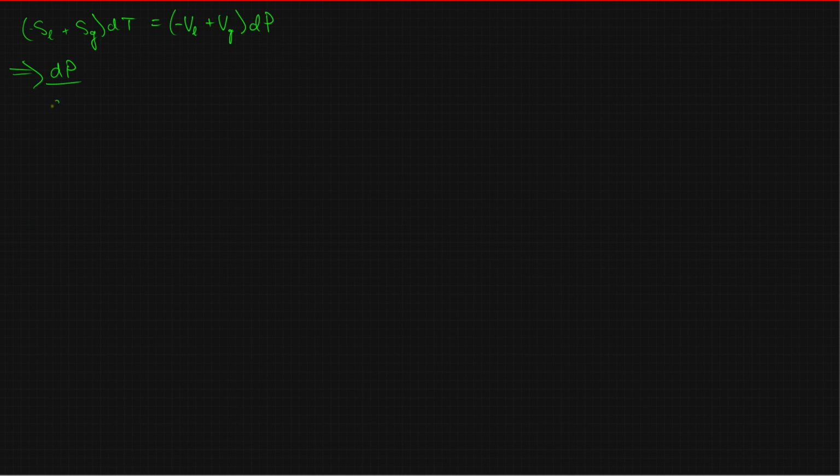What do we have now? Well, we can just divide by dT to get the derivative of P with respect to T. That should be equal to SG minus SL all over VG minus VL. This is true at the phase boundary. So basically, if we know the difference in the entropy and we know the difference in the volumes, we can say what the slope is. So that's pretty interesting.